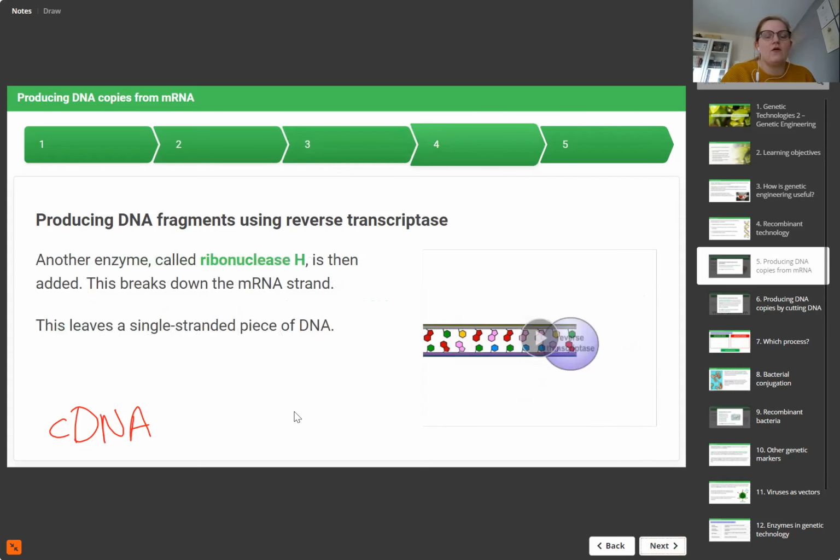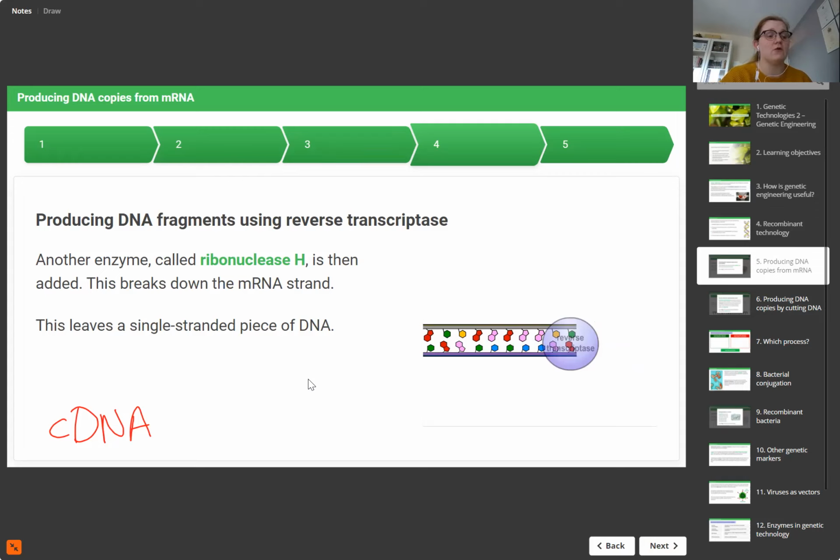Then the final part is another enzyme, which we call ribonuclease H, is then added, and that breaks down the mRNA strand and just leaves us with that single stranded piece of DNA, that cDNA. So that is one way, and there's actually multiple ways we can do this. So that is one way of producing DNA fragments, and that's using reverse transcriptase.